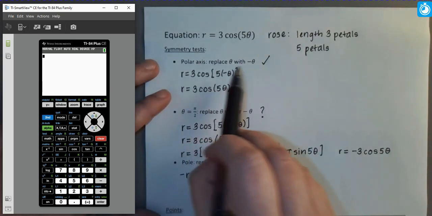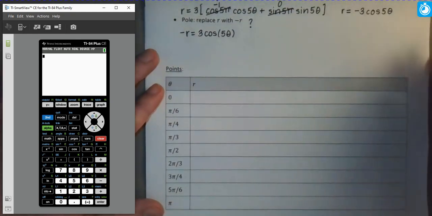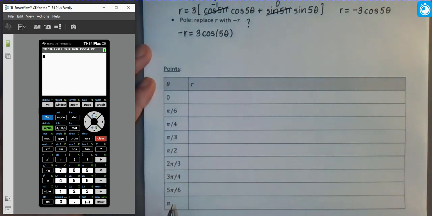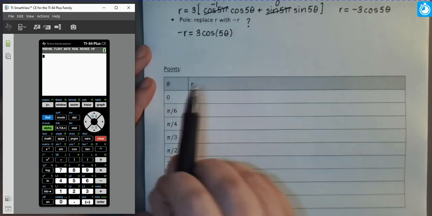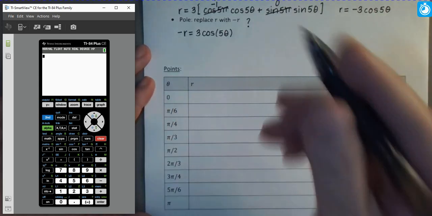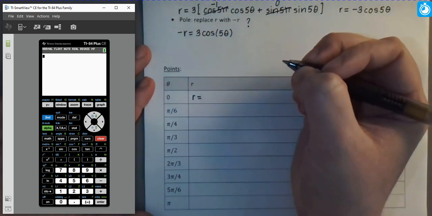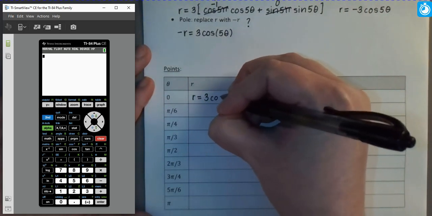Okay, so we did have one successful symmetry test, and we'll use that to our advantage in order to save ourselves a little bit of time. Now let's go through and identify some points, and then we'll plot them as we go. So we're going to plug in our standard radian measures for theta, and then find the resulting value for r. So we'll start at theta equals 0, which means we're starting along the polar axis. So remember, our equation is r is equal to 3 times the cosine of 5 theta. So we're going to plug in our values of theta to that equation.